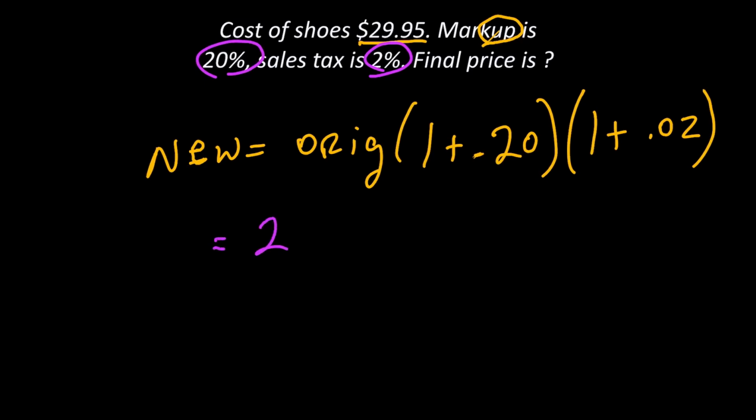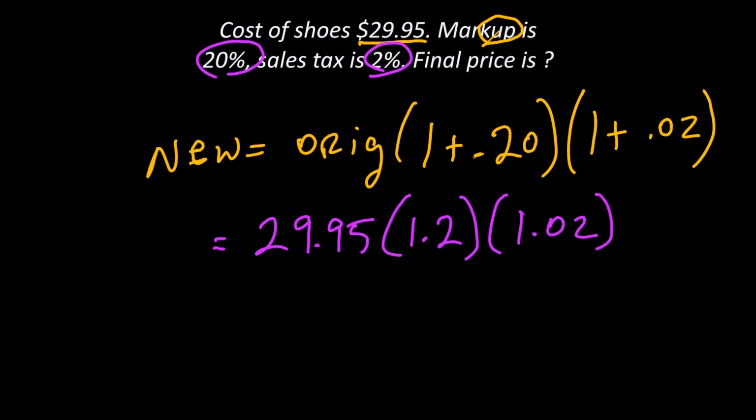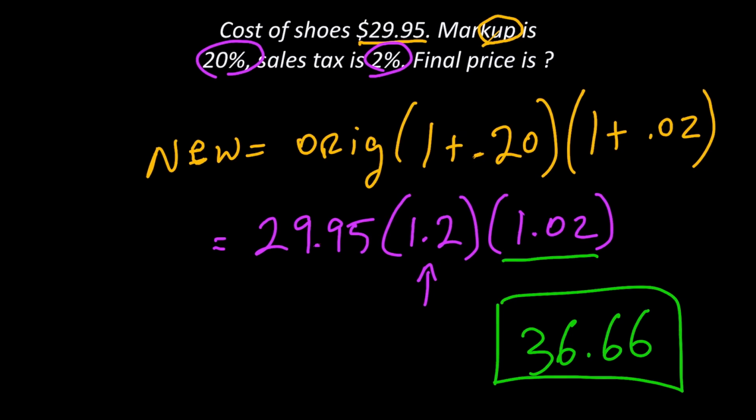Okay, the original price is $29.95. We're going to multiply that by 1.2, and then we're going to multiply that by 1.02. Again, this is for the markup of 20%, and this is for the tax of 2%. When we do that and we do our math, we get a final total of $36.66.